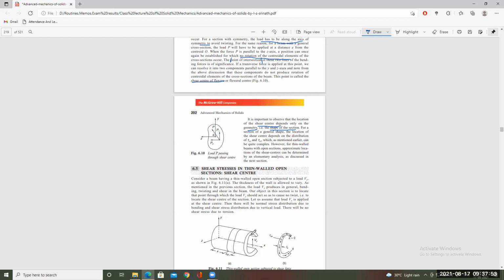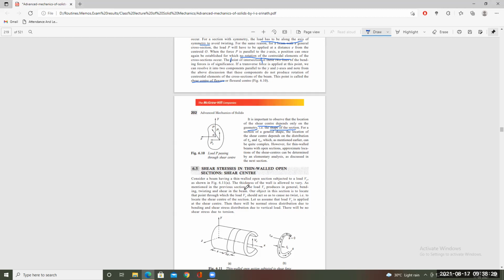So here we are considering a thin wall vessel. Thin wall, you know, the radius divided by the thickness should be more than 12 or so. Means radius should be 12 times or more that of the thickness itself. Then it is called thin wall section. The thickness of the wall is allowed to vary, as mentioned in the previous section.